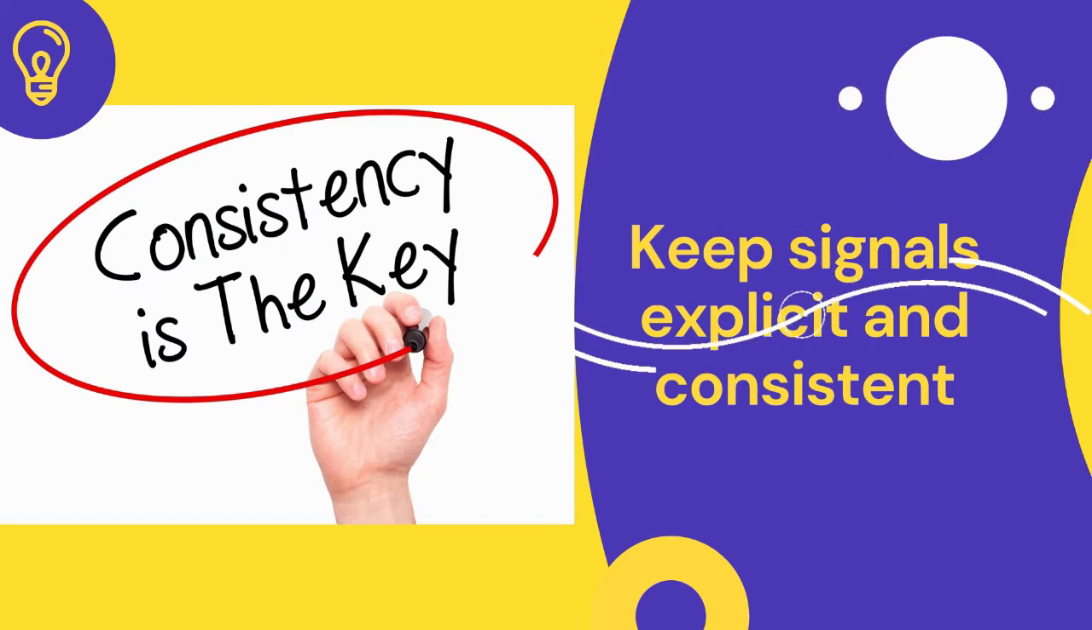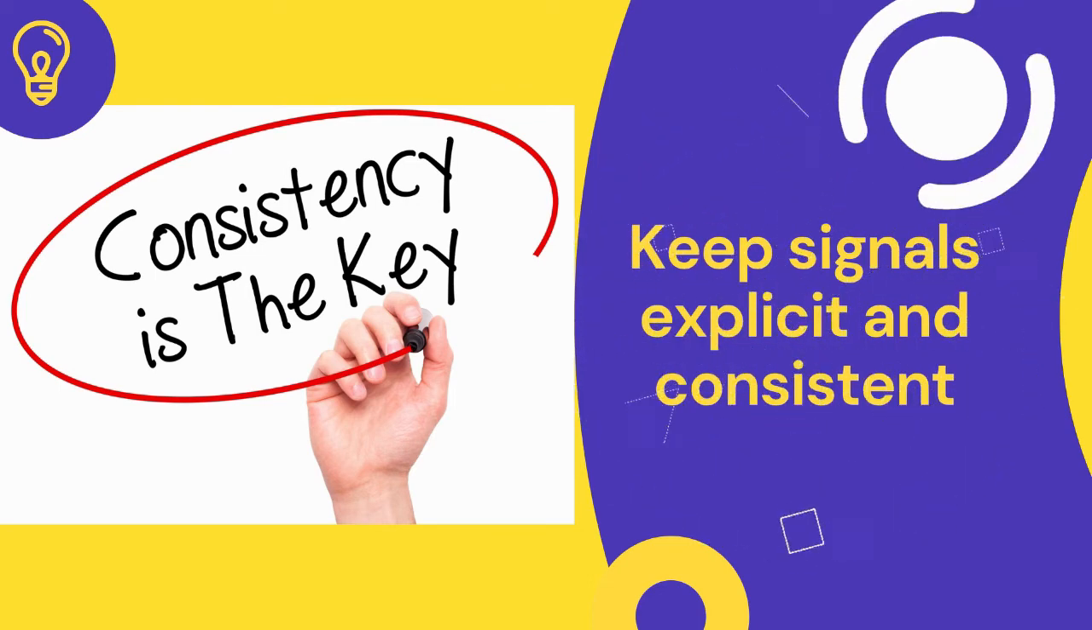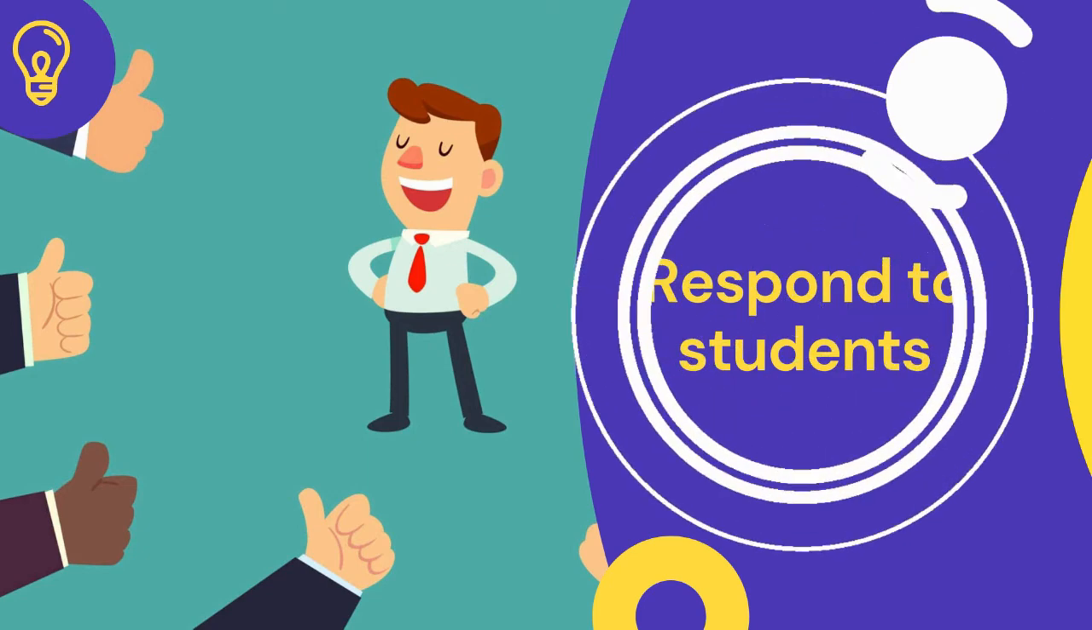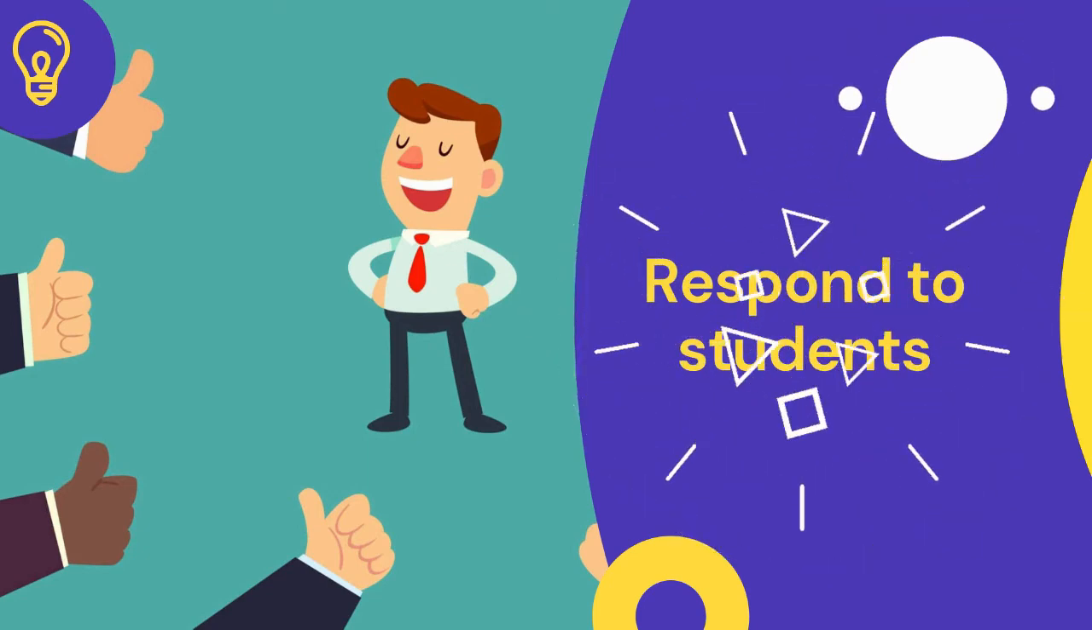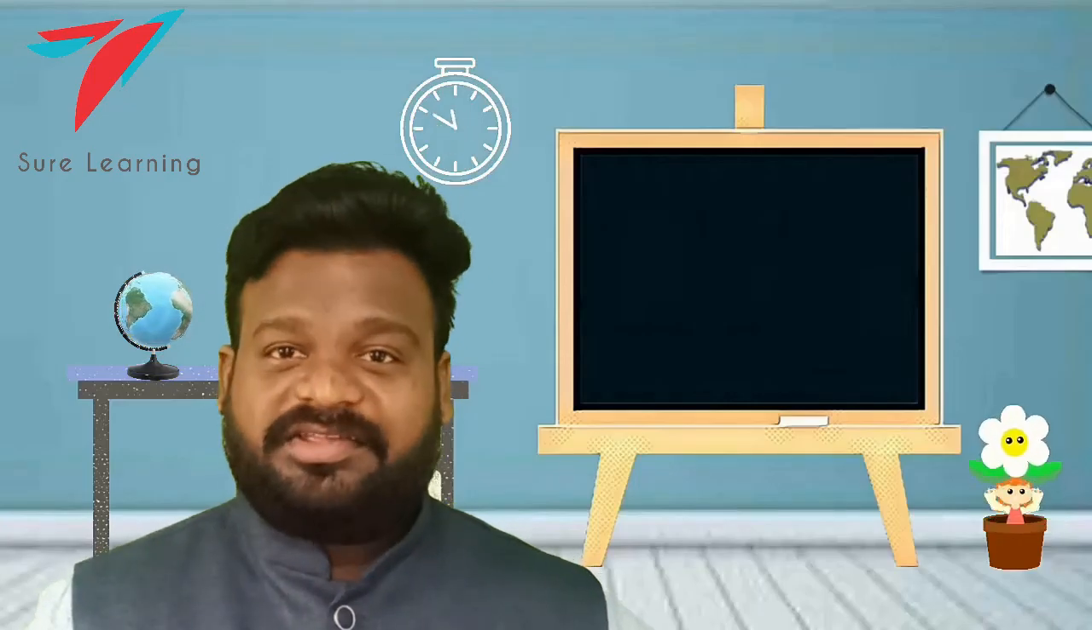You should be explicit and consistent about the signals you expect students to use, posting them on the wall so students can see them. Respond to students only when the usage of the signal is appropriate. I hope these strategies will help you to create a strong classroom culture.